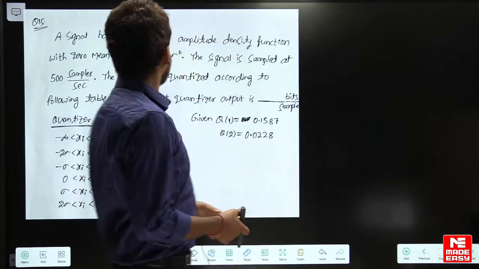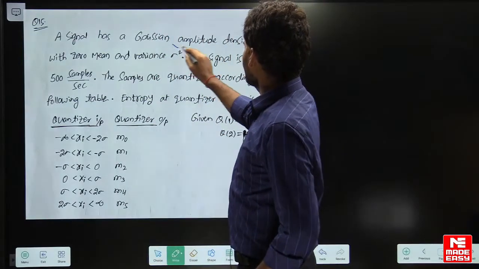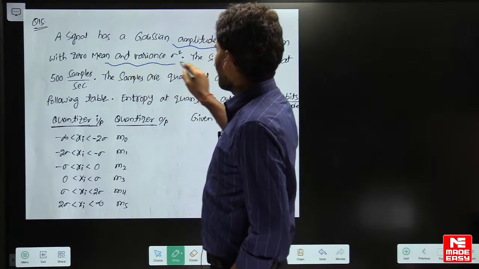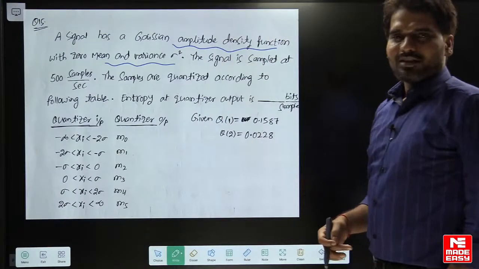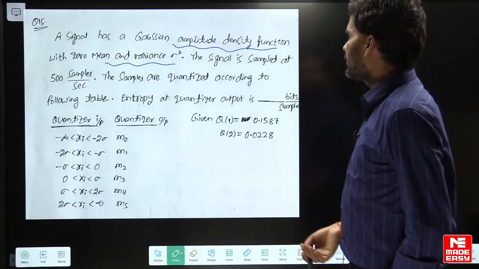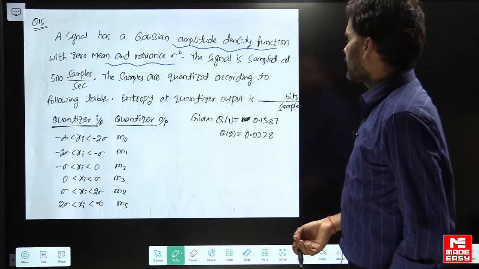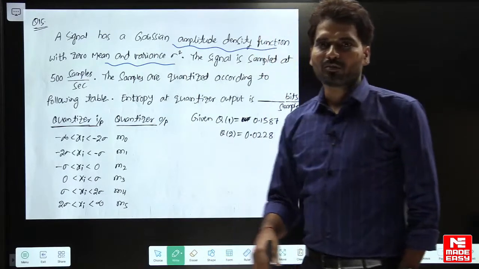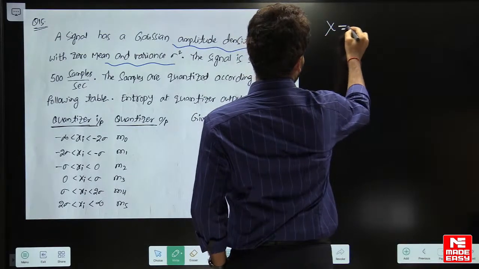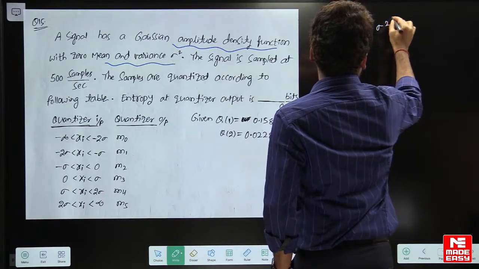Here, a signal has a Gaussian amplitude density function with 0 mean and variance sigma square. So the signal given is a random signal, you can understand. If you see the amplitude density function of that random signal, that is Gaussian with 0 mean and variance sigma square. That random signal I'm taking as x here.